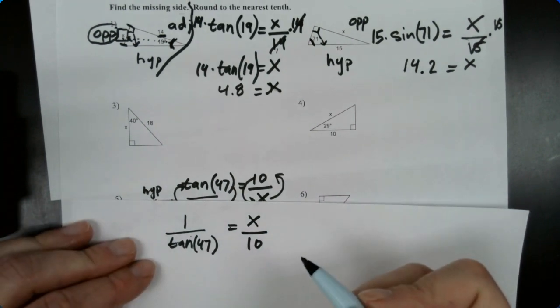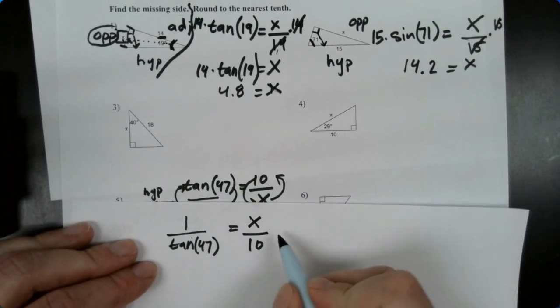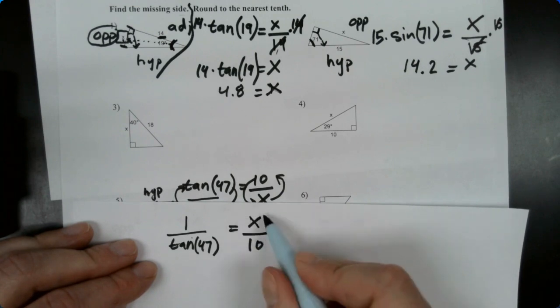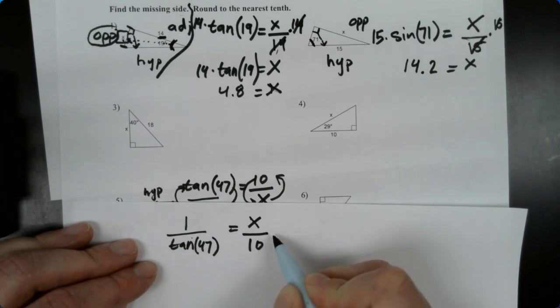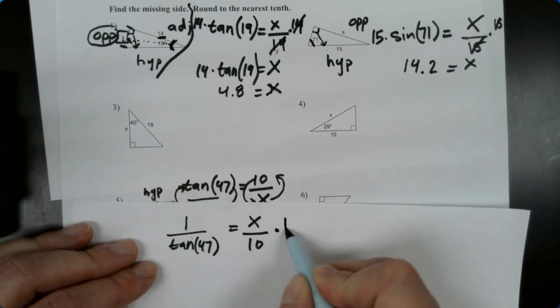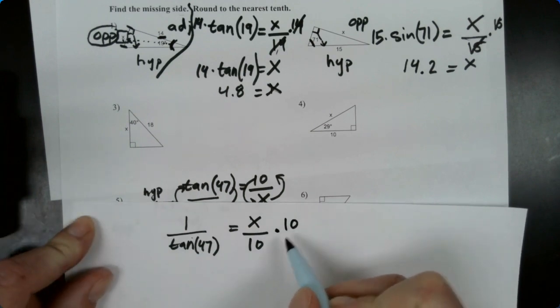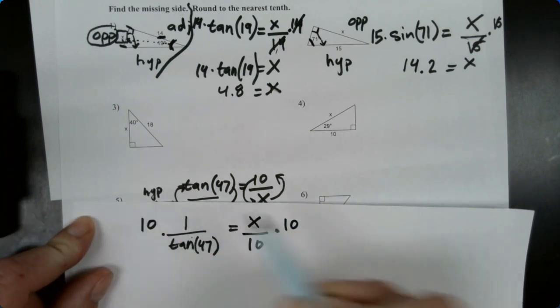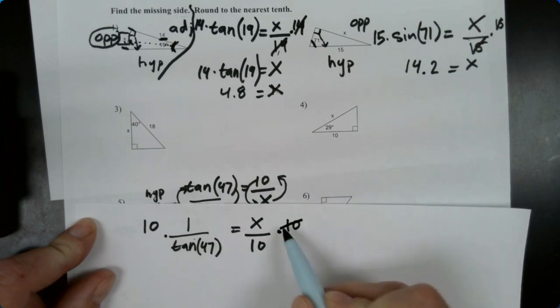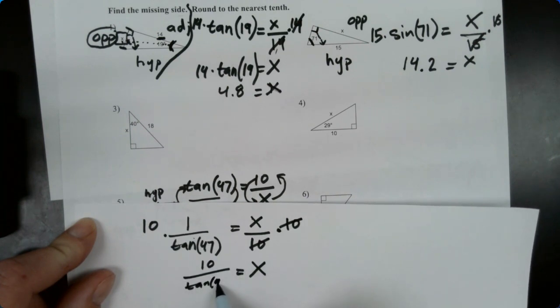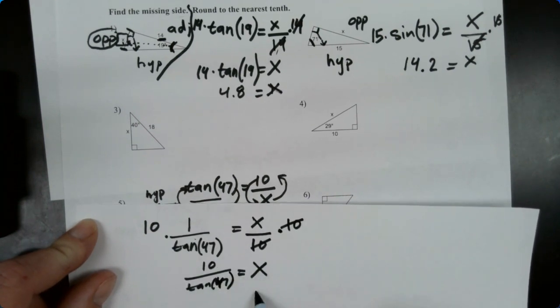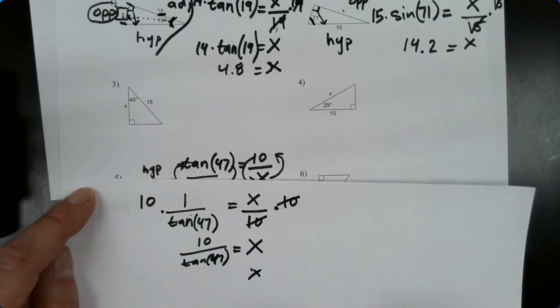Okay, so now the variable is off the bottom. We can get rid of the 10 and get x by itself. We have x divided by 10, so we're going to do the opposite of divide. We're going to multiply by 10 on this side, and multiply by 10 on this side, 10 on the top, 10 on the bottom. That simplifies to 1. So on this side we have x, and then we have 10 over the tangent of 47. And I can hear some of you typing that in. Perfect.